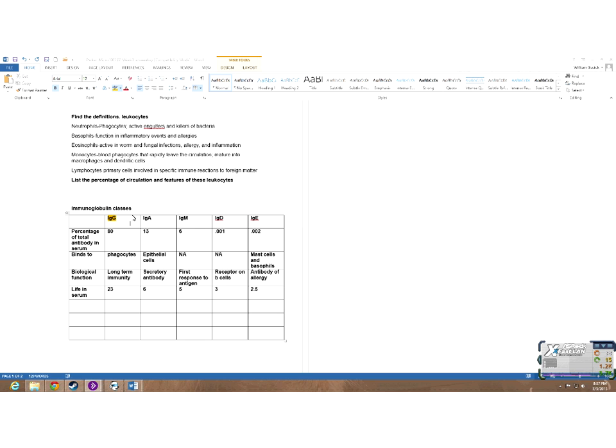IgD binds to a receptor on your B cells, and it's responsible for antigen recognition. And then your IgE, that's your antibody for allergies and worm infections. So IgE is associated with your allergies. Just know that if you're thinking about what do I need to know as far as numbers, definitely know that the percentage is the highest in IgG. IgE is the lowest.